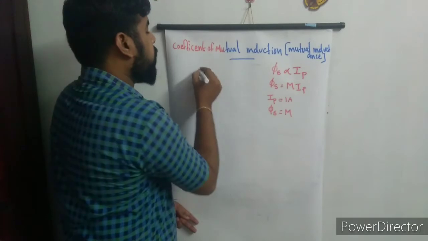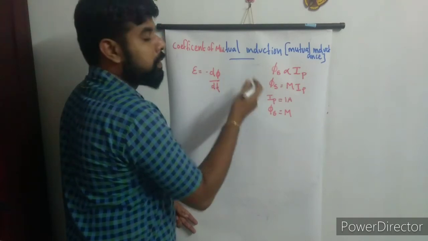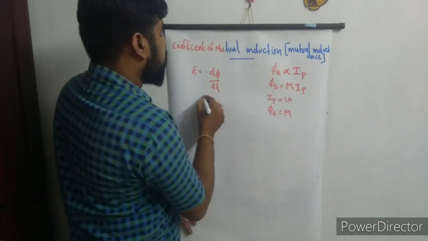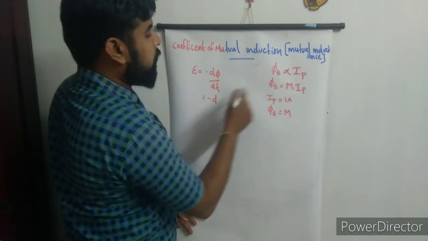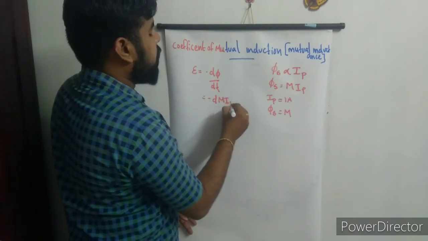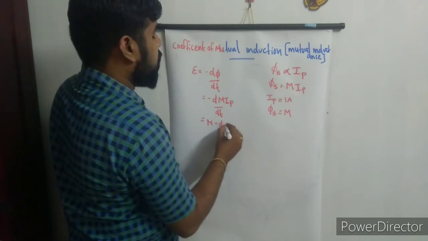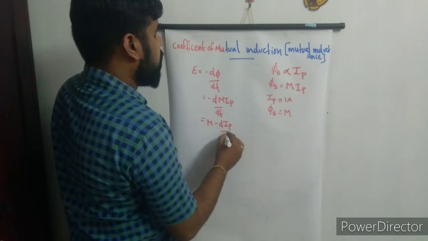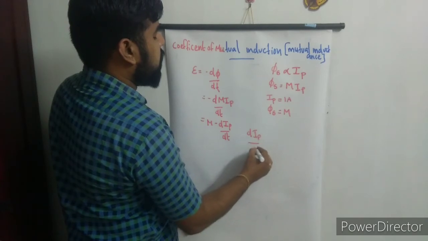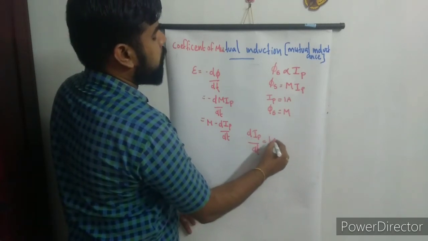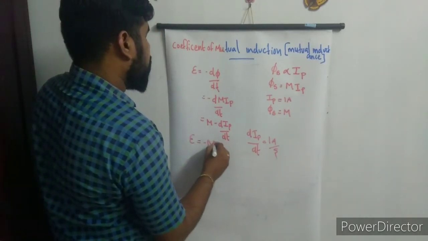Similarly, according to Lenz's law, E is equal to minus d phi by dt. So what is phi? Phi is equal to M I P. So E is equal to minus d of M I P by dt. M is a constant, so we can take it outside. So what do you get? E is equal to minus M dI P by dt. So when dI P by dt is equal to 1 ampere per second, this EMF is equal to the mutual inductance.